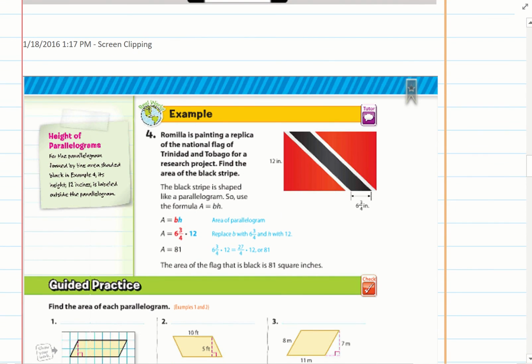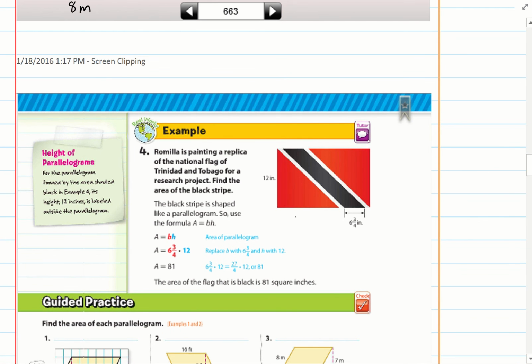Last example. Romila is painting a replica of the national flag of Trinidad and Tobago for a research project. Find the area of the black stripe. So if I look at the area, my height of the black stripe is going to be 12, and my base is going to be 6 3/4.